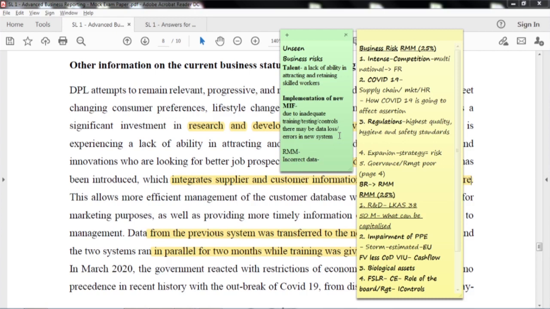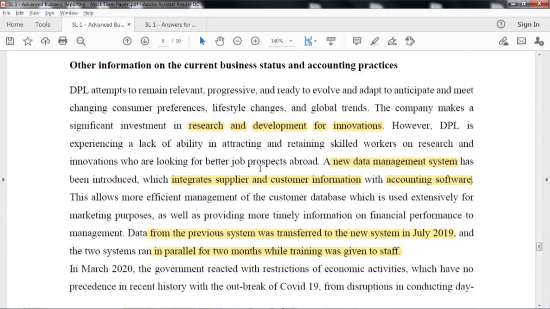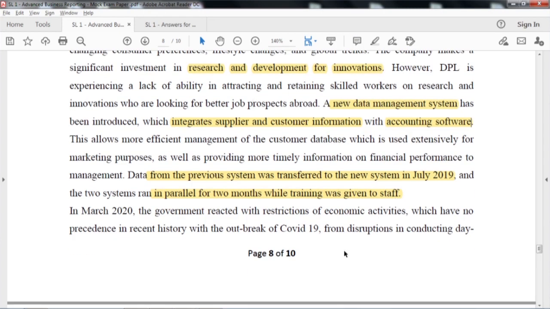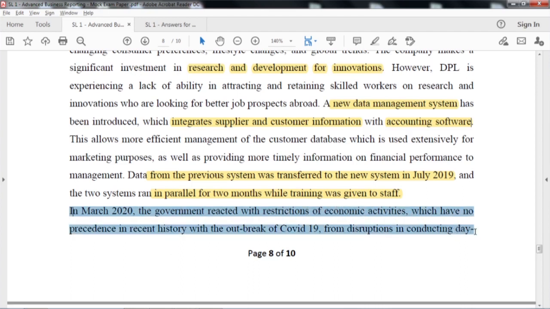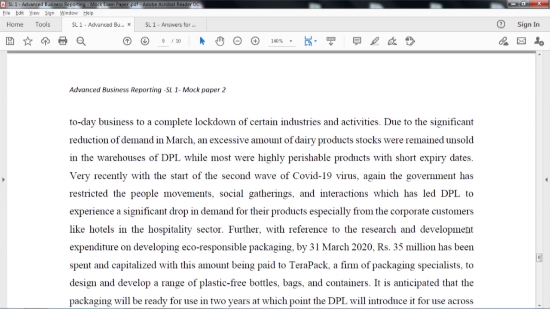And we actually do not know which element of the accounting system may be affected, resulting in incorrect data affecting financial statements, right. Then in March 2020, the government came with restrictions on economic activities which have no precedence in recent history. I think this sentence was there in the pre-seen as well, on how COVID is going to affect.